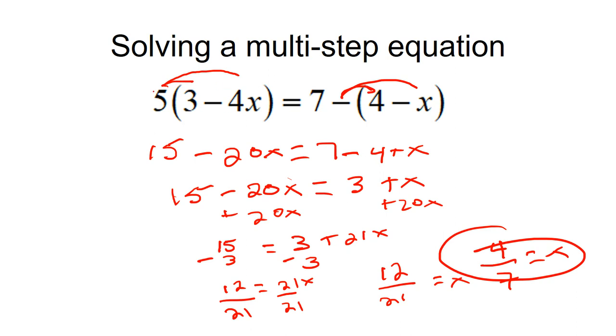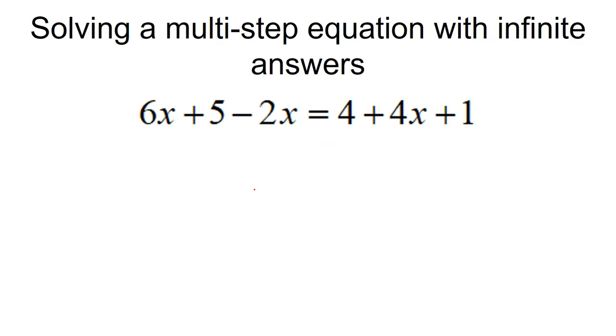Right here, when I multiplied 5 times negative 4x, that's a negative 20x. Okay, when I multiplied negative 1 times positive 4, it's a negative 4. Negative times a negative is a positive. And then here I'm doing inverse operations. So you can always go back and check your answers.